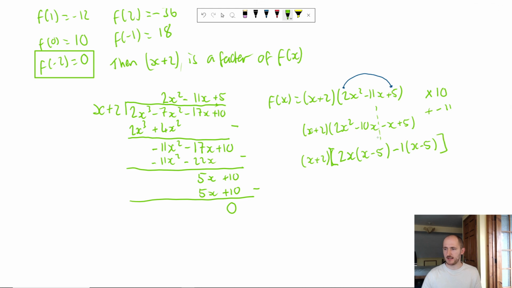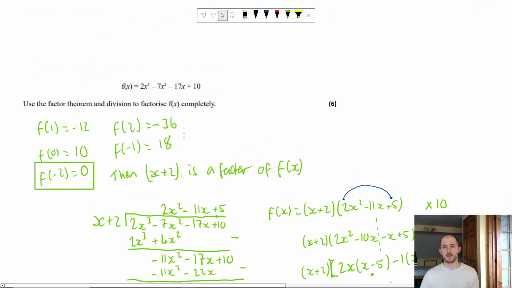If you've done it correctly, these two brackets here should be duplicates of one another. And all you need to do is you put everything in front of the brackets, the 2x and the minus 1, in one bracket. And you put everything that's duplicated, x minus 5, in the other bracket. And that's it. For 6 marks, I think that's pretty reasonable.